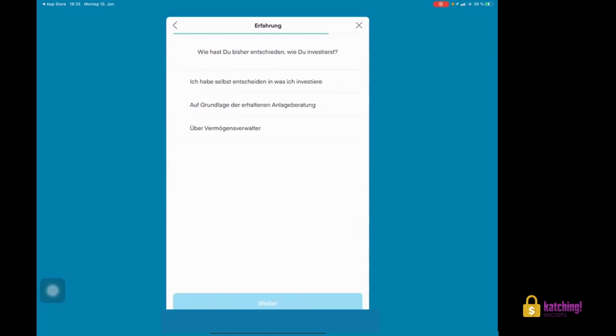How did you make your decisions where to invest and how to invest? You can choose I've decided myself, or I have decided based on a recommendation of someone else, or someone else managed my money for me. I would say here I have decided on my own where I'm investing into. Okay, continue, please.